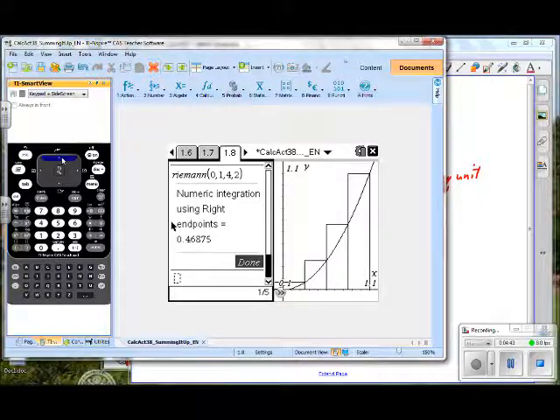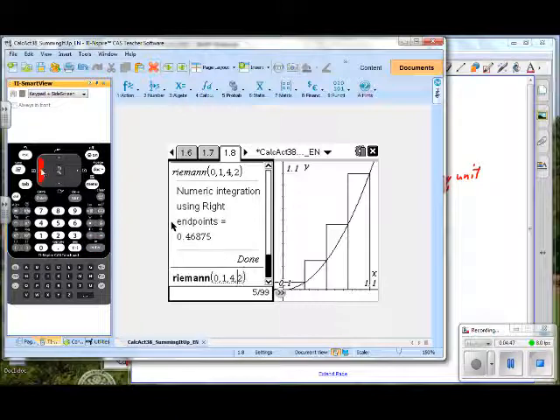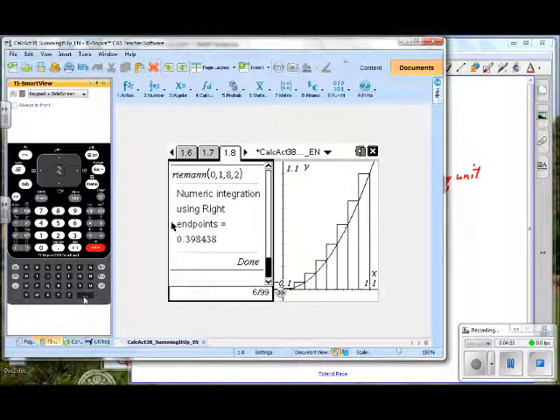If we continue to use more and more rectangles, so let me go in here and change it. Let's say instead of 4, we use 8. We are getting less area above the curve that is excess area, and we're getting closer to the actual area.